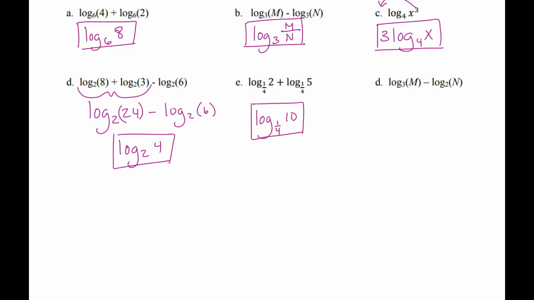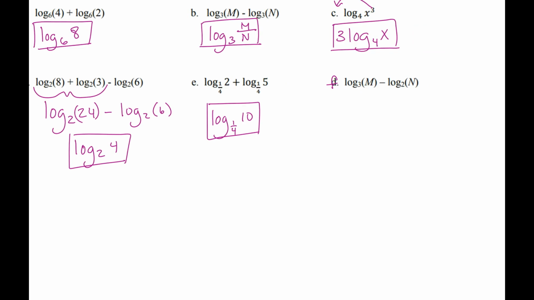And what's happening in the last one? There's 2 D's, A, B, C, D, E, F. That should be an F. Why is it not possible? The bases are different, so not possible.